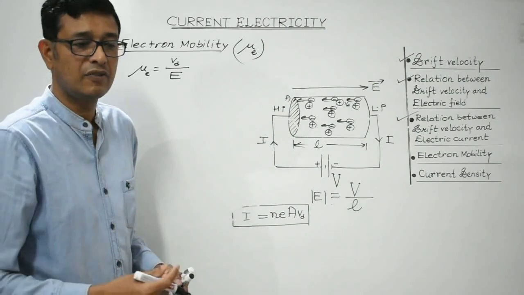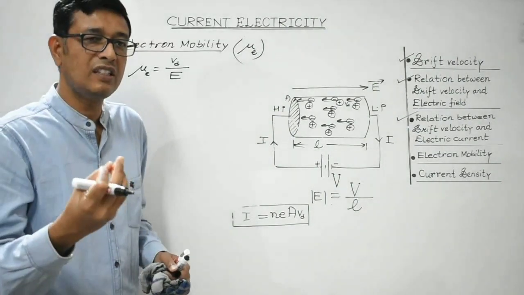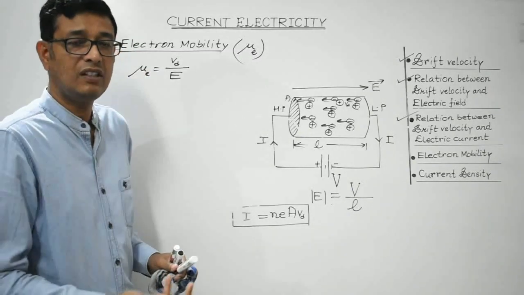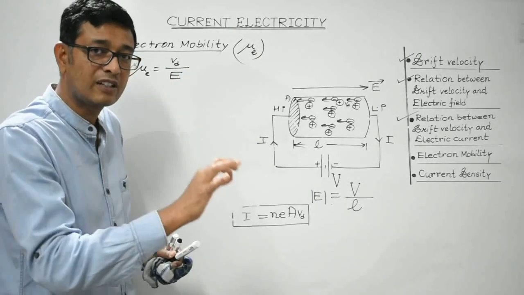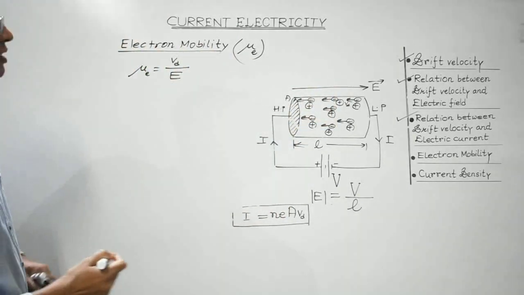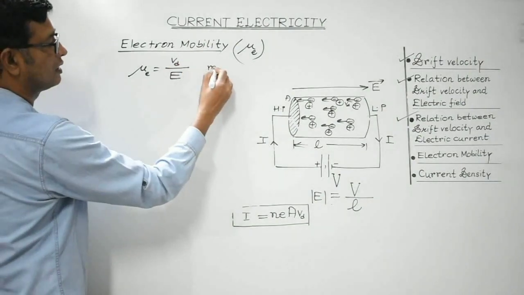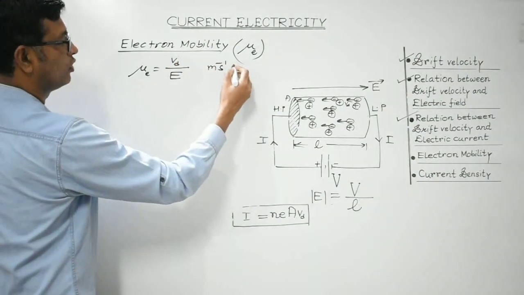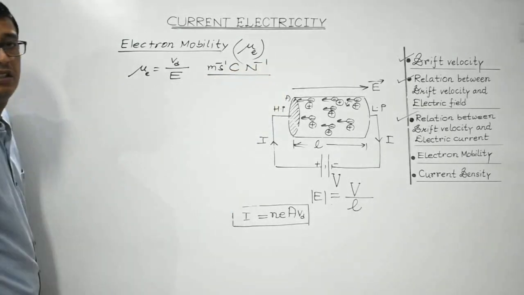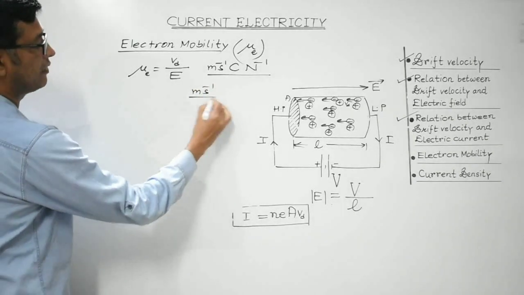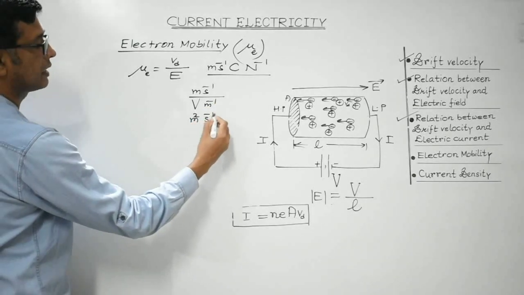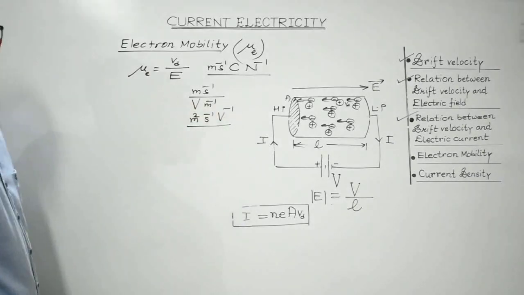So electron mobility is a physical quantity which expresses the agility of the charge carrier, and quantitatively it is defined as the drift velocity acquired by the electrons per unit strength of the electric field. Over here E is the strength of the electric field, so this is the mathematical representation. What about its SI unit? Velocity is meter per second. Electric field has unit newton per coulomb, so it will be coulomb per newton. Or, meter per second divided by its SI unit volt per meter, so it can be written as meter square per second per volt. That's the SI unit of mobility.